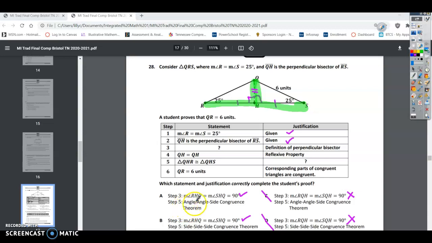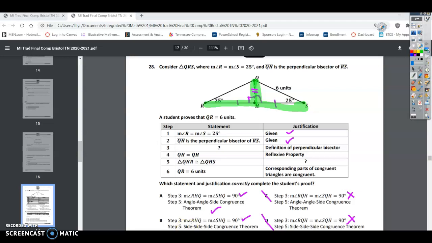So this one says angle, angle, side congruence. All right, so we have an angle. R is 25. We have another angle, 90 degrees here. And then we have a side. So that one looks like it could be correct.